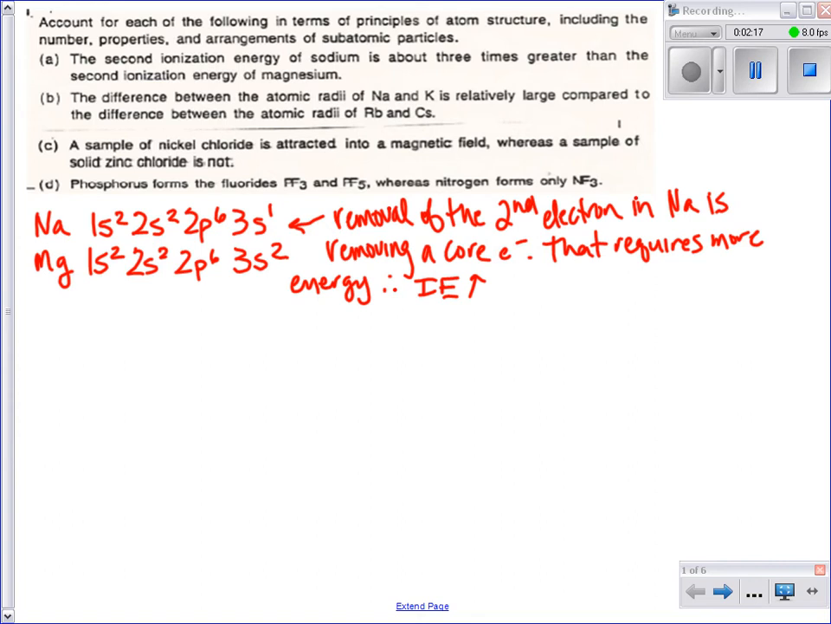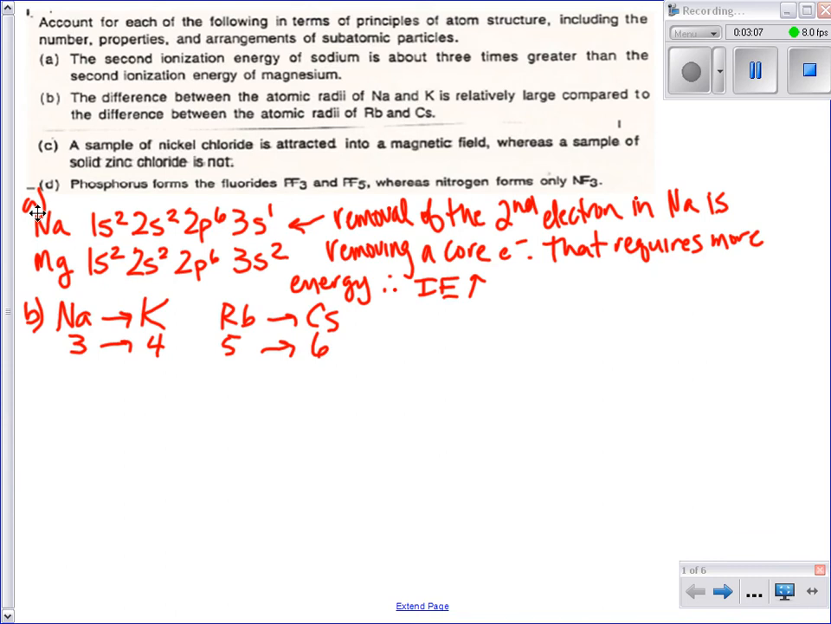Now this next one: the difference between the atomic radii of sodium and potassium is relatively large compared to the difference between the atomic radii of rubidium and cesium. This is a pretty nasty question, but I just wanted you to sit with it for a while and see if you could come up with this. Did you show them the Balmer series and the difference? I'm thinking you've seen this. You just might not have remembered at the time. But as you go from sodium to potassium, what energy levels are we dealing with here? 3 to 4. And if we go from rubidium to cesium, we're going from 5 to 6.